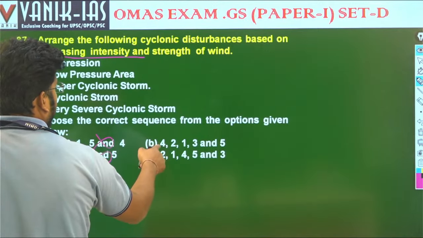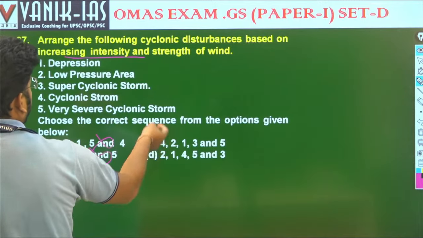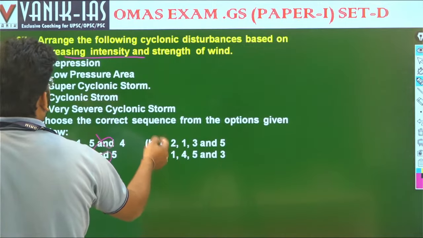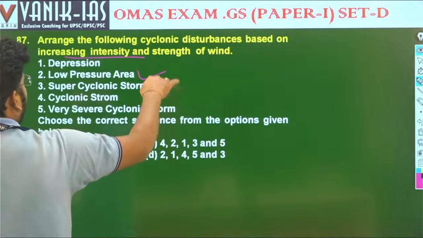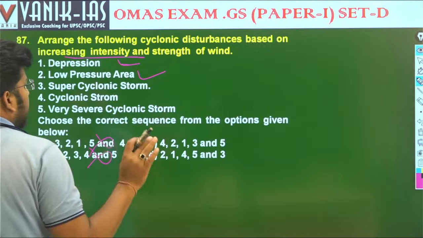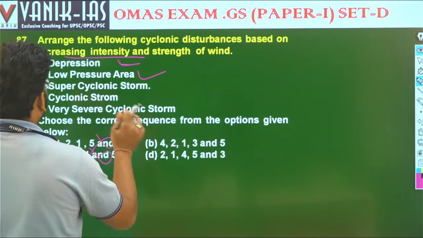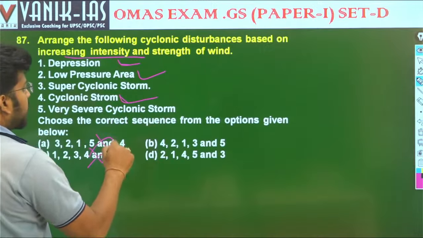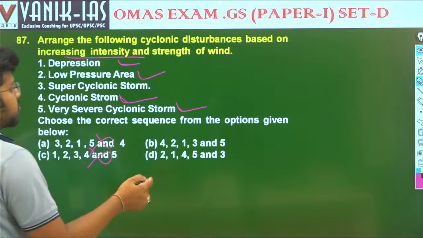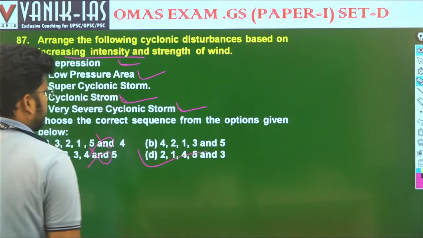And 4 is the minimum, low pressure. Obviously low pressure is the first thing. After that, with more rainfall, will be depression, right? Just by common sense, then there will be cyclone. After that, very severe cyclone, then super cyclone. Very severe cyclone, super cyclone happened in 1999. So D is the answer.